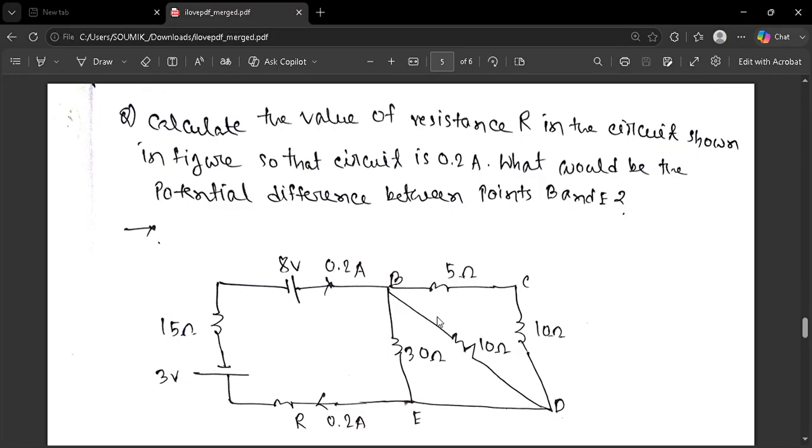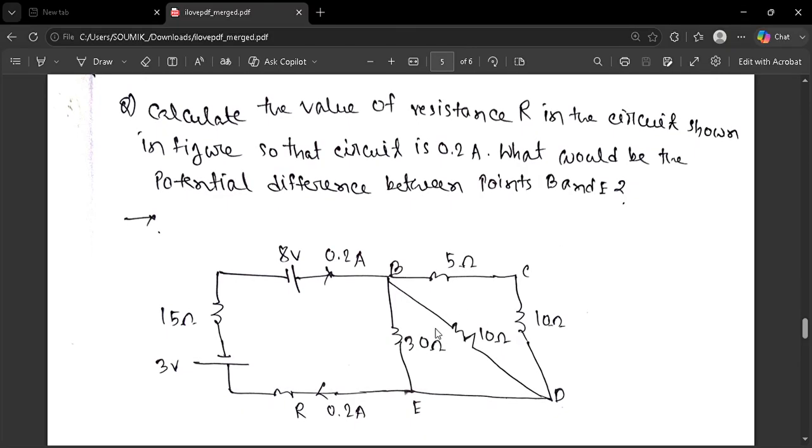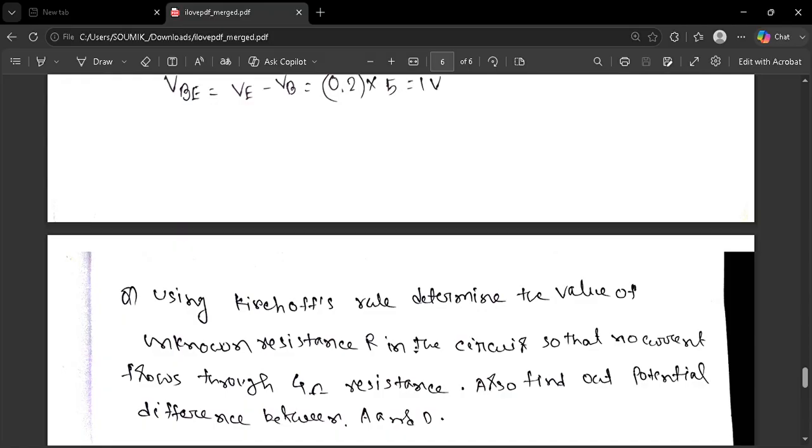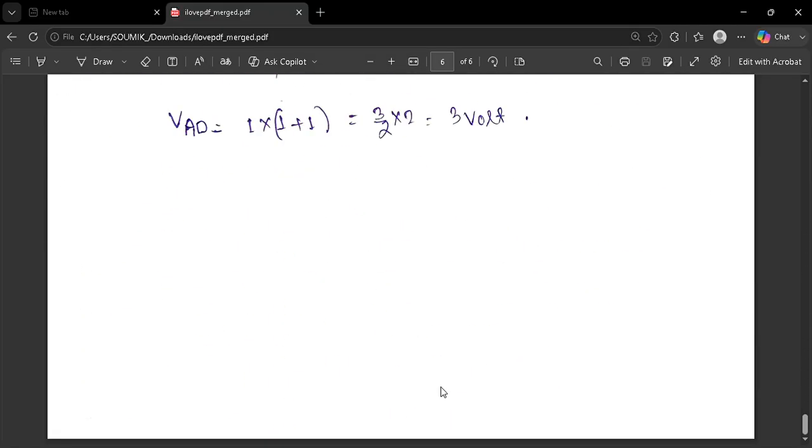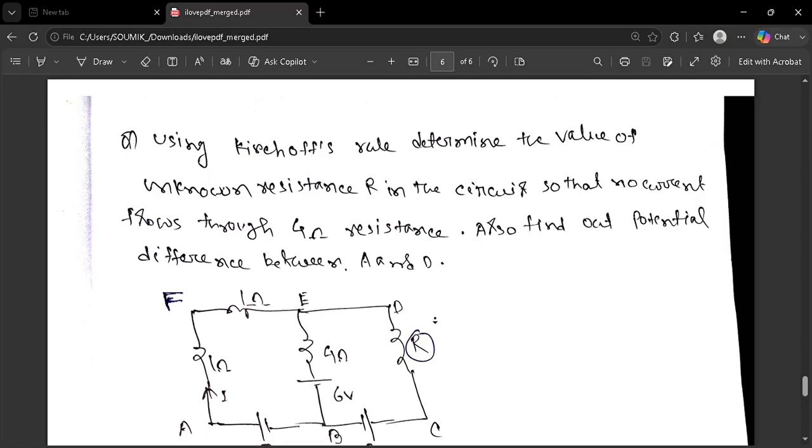So in all these questions we are using Kirchhoff's second law. Using this Kirchhoff's second law we are calculating current, voltage, unknown resistance, and potential difference between two capacitors. Next. So I think this is the last question.